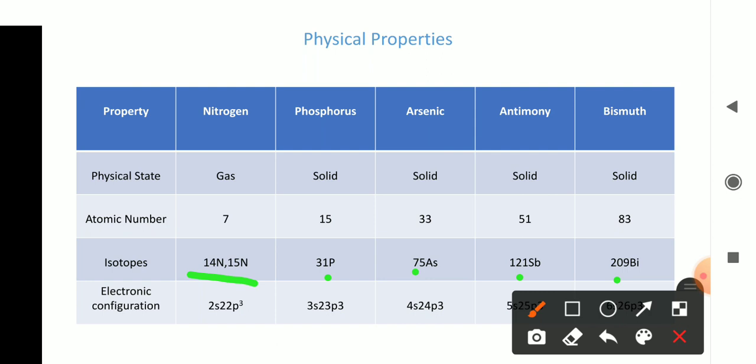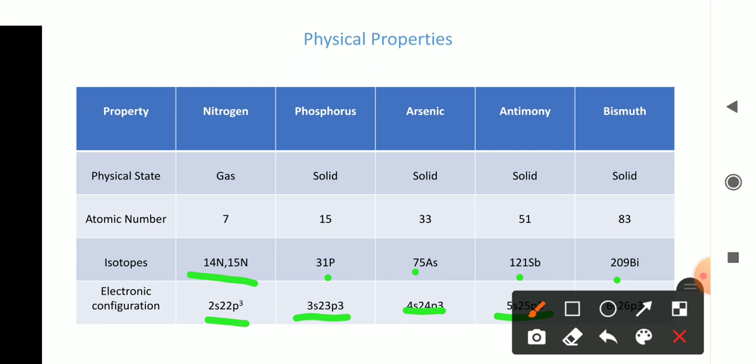Then finally we have to think about the electronic configuration. Here for simplification, I have taken only the valence shell electronic configuration. Dear students, the general electronic configuration of group 15 elements is ns2 np3. For each element only there will be a change in the n value. For nitrogen the valence shell electronic configuration is 2s2 2p3, and for phosphorus it is 3s2 3p3. For arsenic it is 4s2 4p3. For antimony 5s2 5p3, and for bismuth it is 6s2 6p3. So with this, the physical properties of group 15 elements are over.